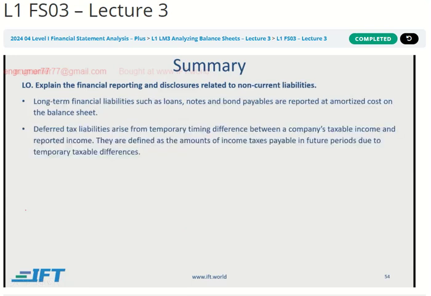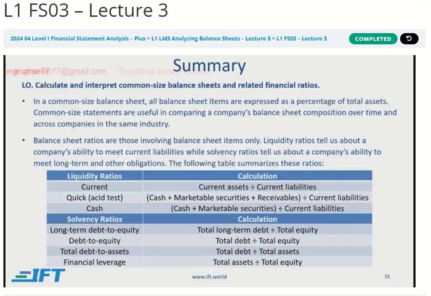And then we talked about non-current liabilities. They are shown at amortized cost. We talked about your deferred tax liabilities, which are, of course, because of temporary differences. And finally, we looked at the different liquidity ratios and solvency ratios, and we had a look at common size balance sheet analysis, where you take everything as a percentage of total assets.